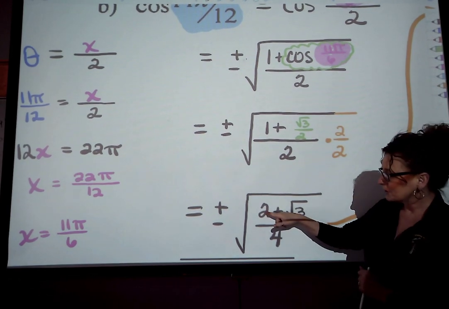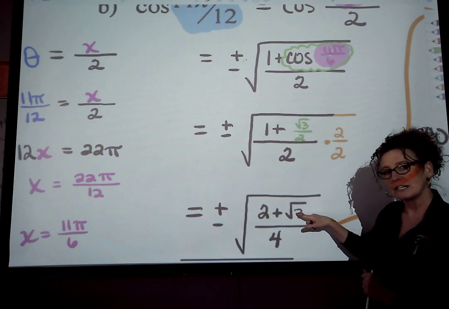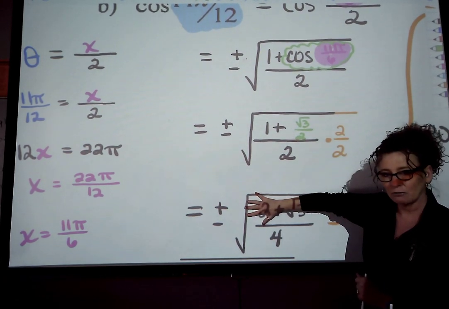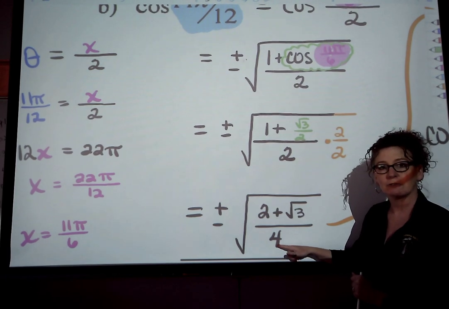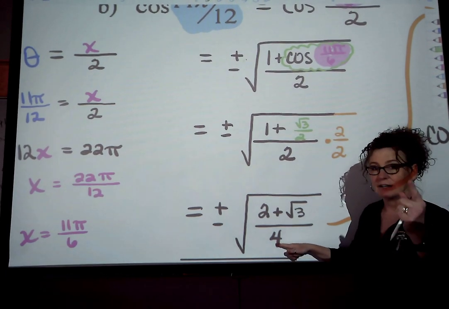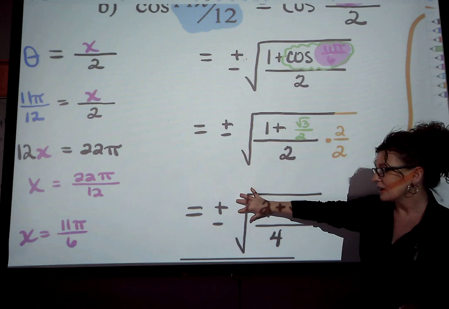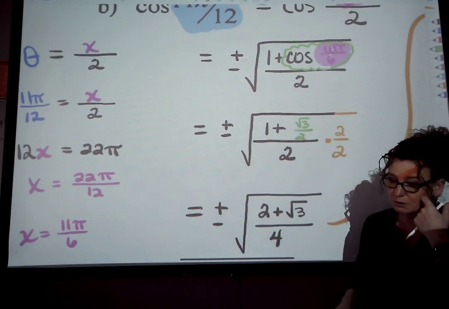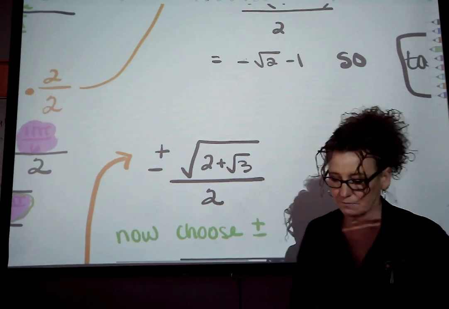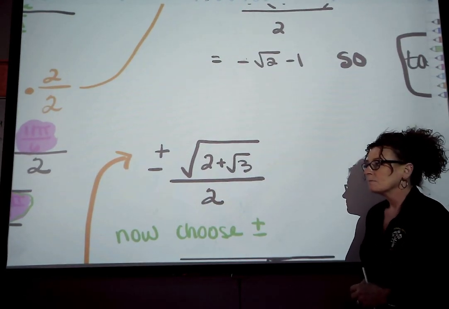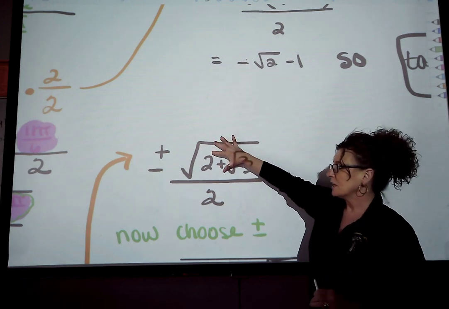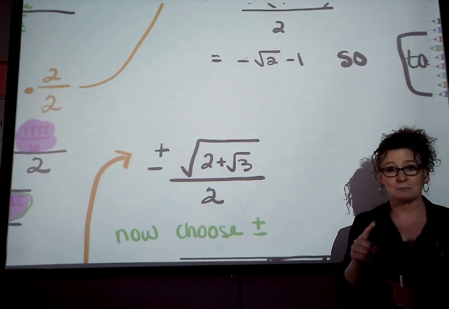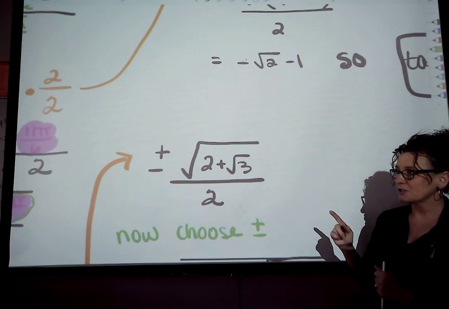Now, can 2 plus radical 3 square root nicely? The answer is no. Let's keep it under a radical. Can 4 square root nicely? Yes. So just write your radical on top, don't extend it to the bottom, and make this a 2. See, the radical is only up on top because I square rooted the bottom, which used to be 4. Now it's time to choose. Do you want the positive version or the negative version?